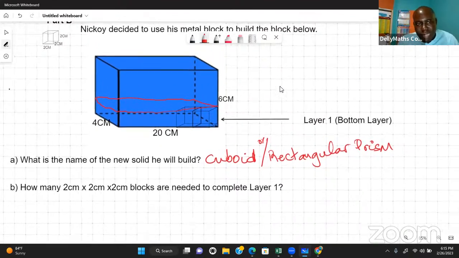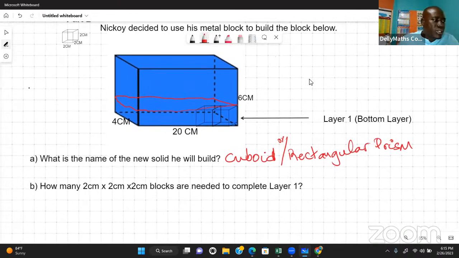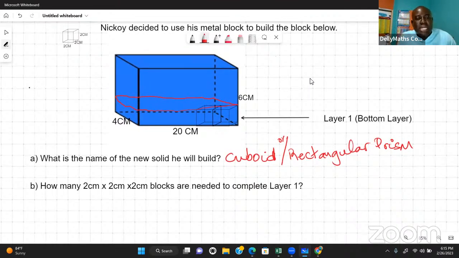So let us take a little time to look at this. One of the first things that you want to know is that bottom layer. There are two ways you could do it, right? You could look at the volume for the bottom layer. Let us think about this. We're going to think about the volume for the bottom layer. So the bottom layer, right?